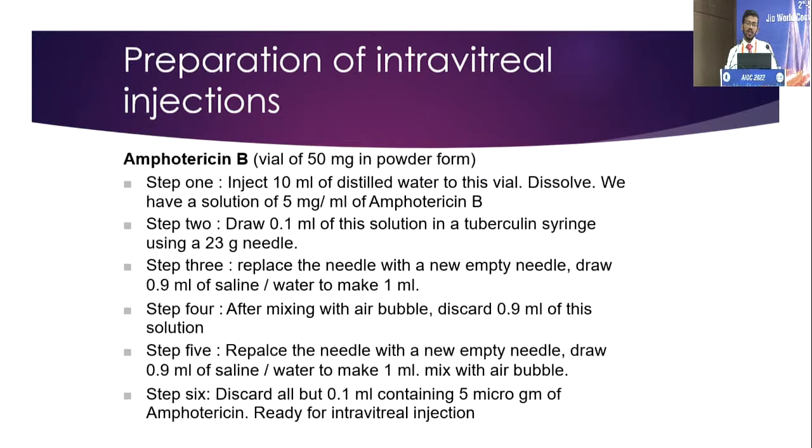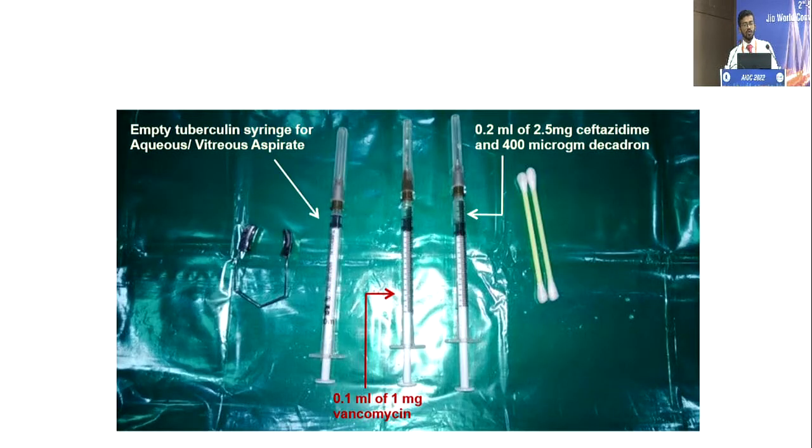And amphotericin B is to be used when we are suspecting a fungal pathology. So amphotericin B comes in a 50 milligram powder form. You dilute it with 10 ml of distilled water and then take 0.1 ml and dilute it with 0.9 ml of distilled water to get the desired concentration. So this is how the trolley should look like.